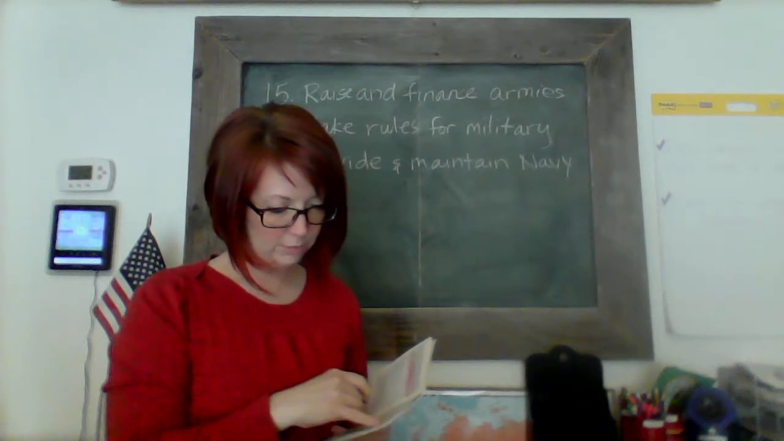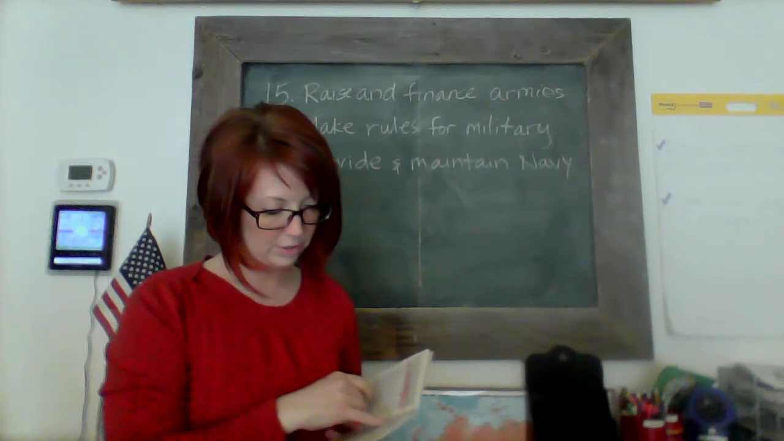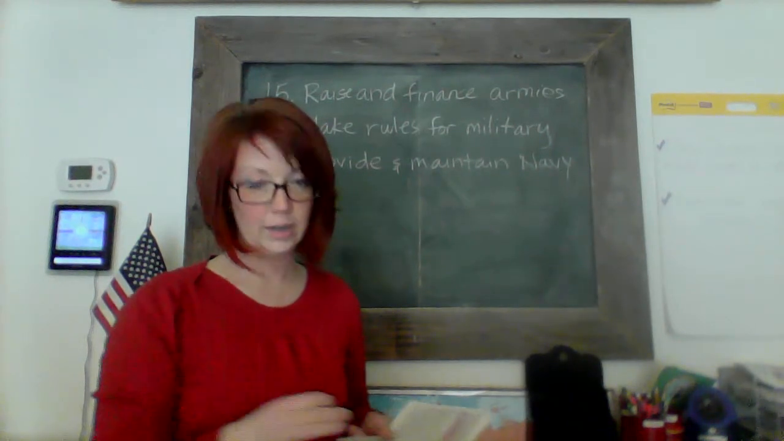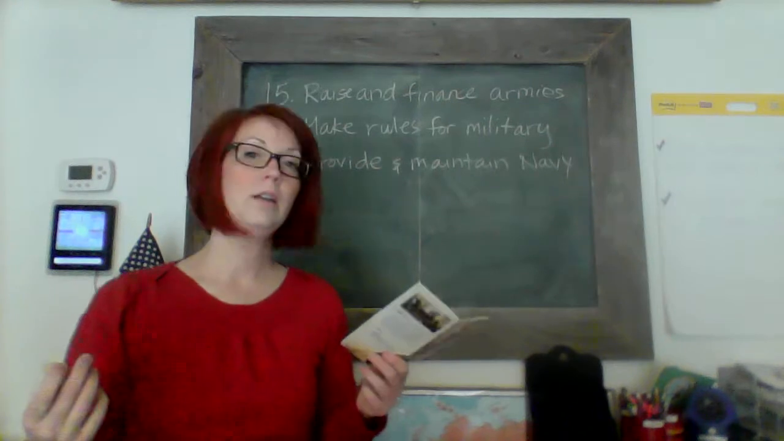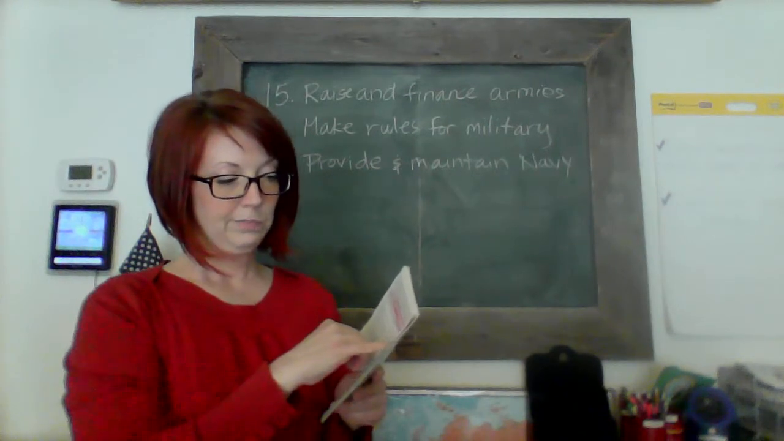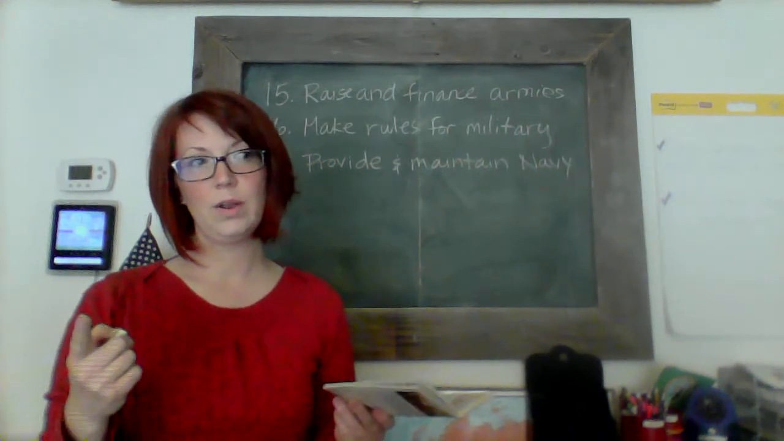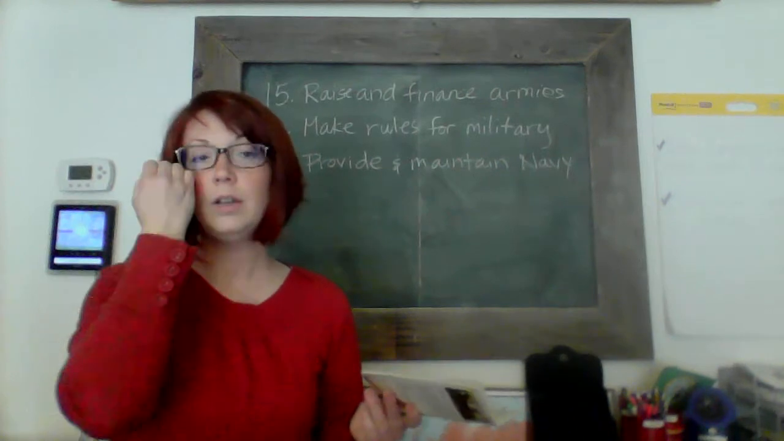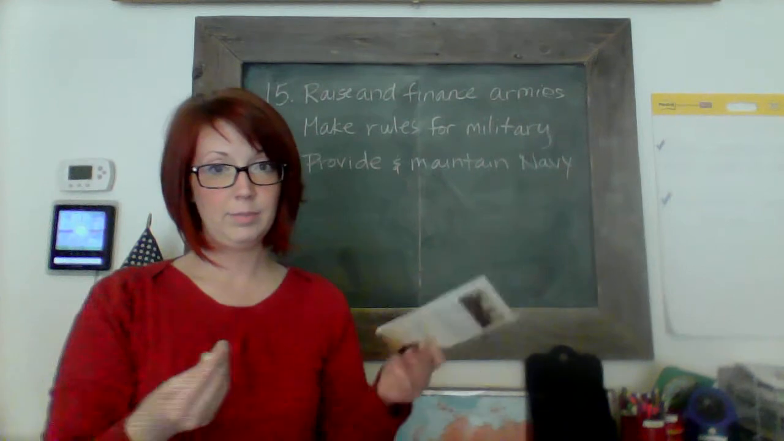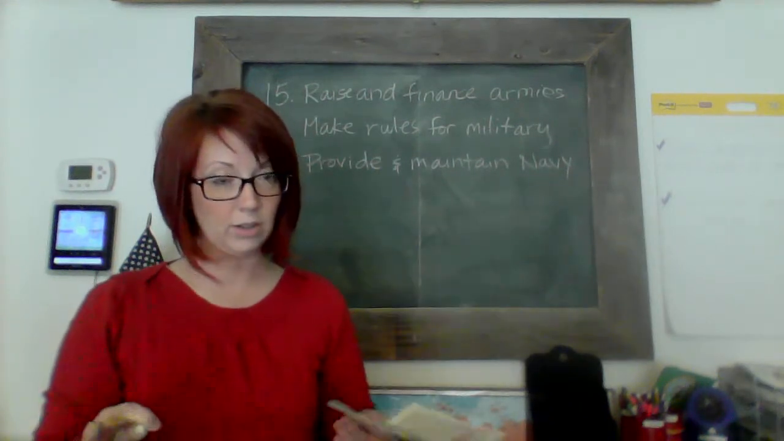To provide for calling forth the militia to execute the laws of the Union, suppress insurrections, and repel invasions. That's our next power. So they can call up the militia for different reasons. One is to execute the laws of the Union. If a state isn't obeying the law, Congress can send the military into that state and basically take control of that state until they get things settled and they're obeying the law, okay?